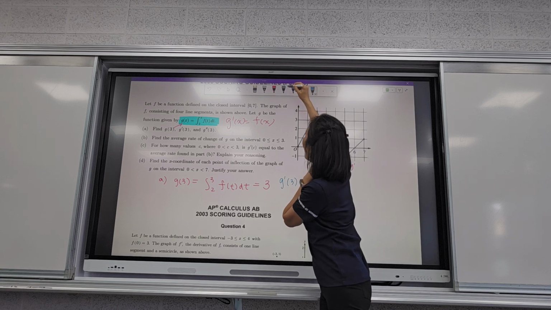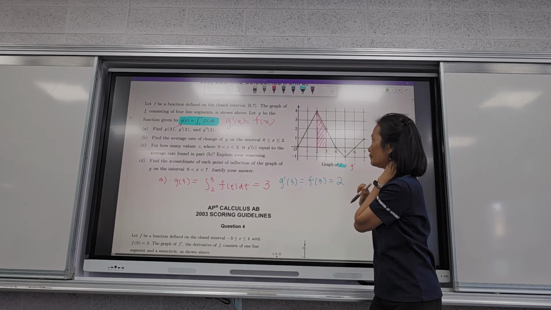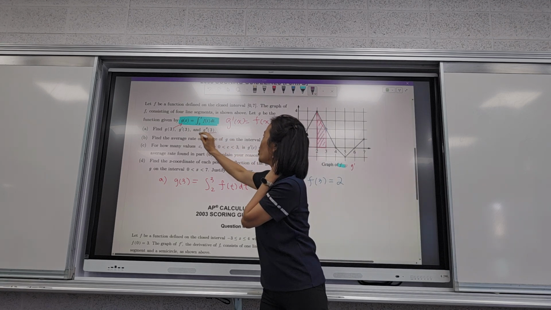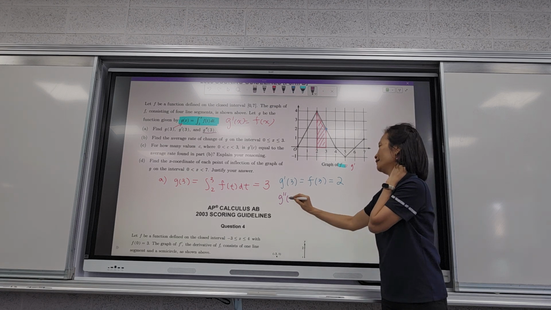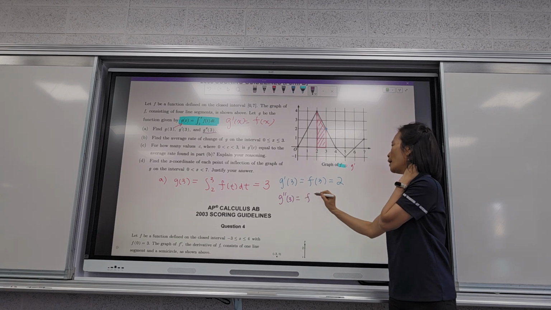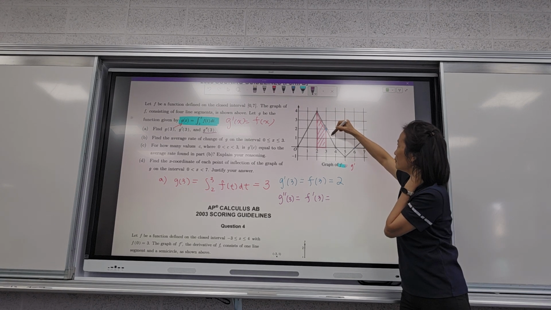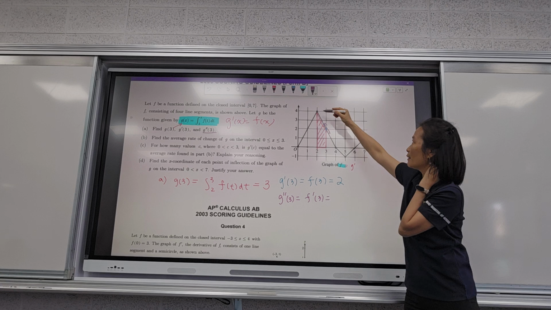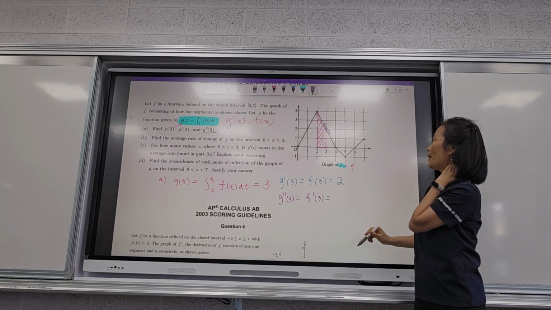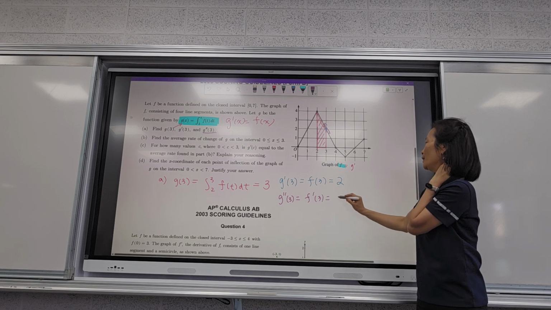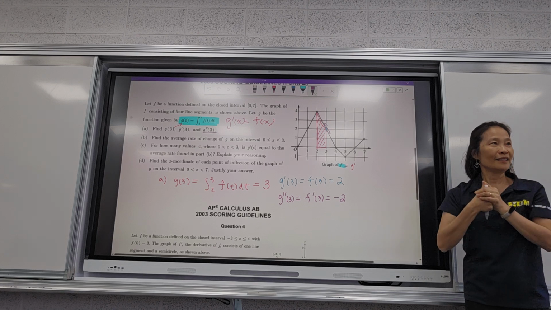Next one. What is g double prime? Slope, yes. Slope of f. That's f prime of 3, right? What is the slope? You can use the right triangle. 2. Is it positive 2 or negative 2? Negative 2, yes. Negative slope. Are we good with number 1?